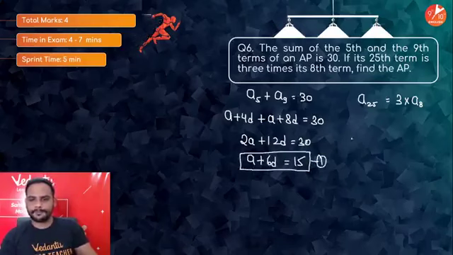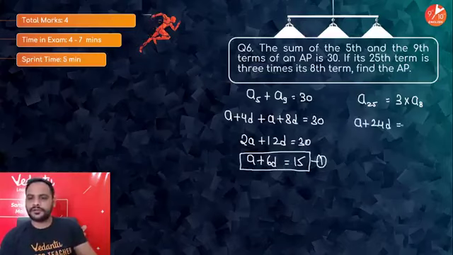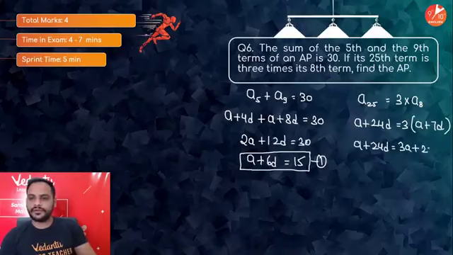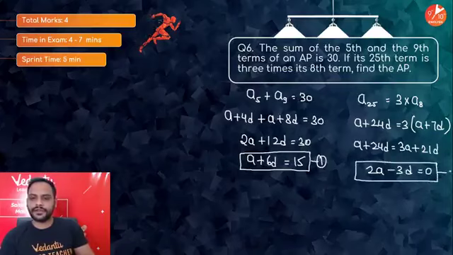Okay sir. Here A25 is A plus 24D is equal to 3 times of A8. 8th term will be A plus 7D. Right? So A plus 24D is equal to 3A plus 21D. Shift it over there. So you will get 3A minus A is equal to 2A. 21 minus 24 is equal to minus 3D equal to 0. This is your second equation. So we have two equations.